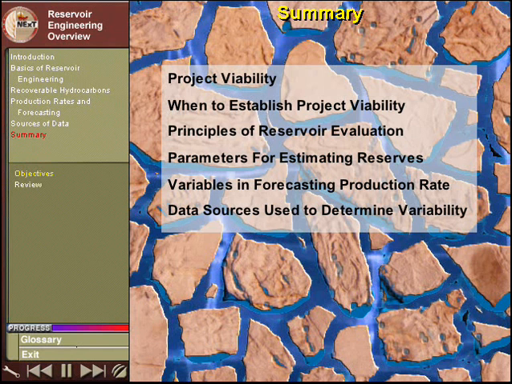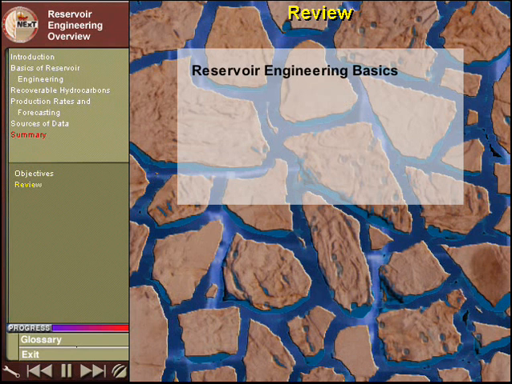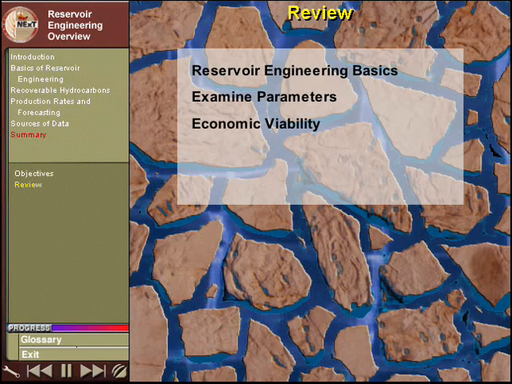determine field development viability. First, we reviewed the basics of reservoir engineering, including the role of the reservoir engineer and the types of reservoirs. Then we considered the parameters that must be examined to determine recoverable hydrocarbons in reservoirs. These parameters include porosity, water saturation, net pay, area, pressure, depletion mechanism, and the recovery factor. To determine the economic viability of a field, a production rate and forecast must be made based on permeability, viscosity, pressure drop, and drainage area. The radial flow equation can then be used to make estimates.